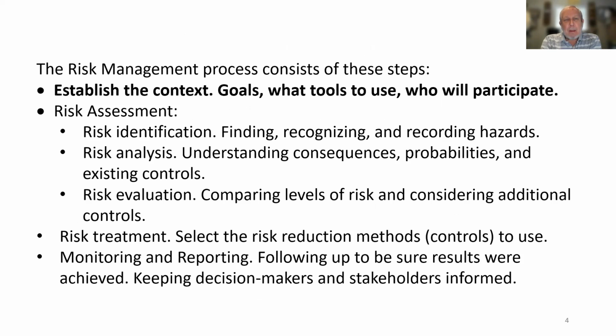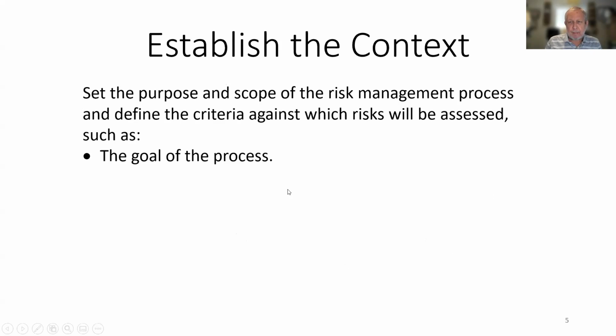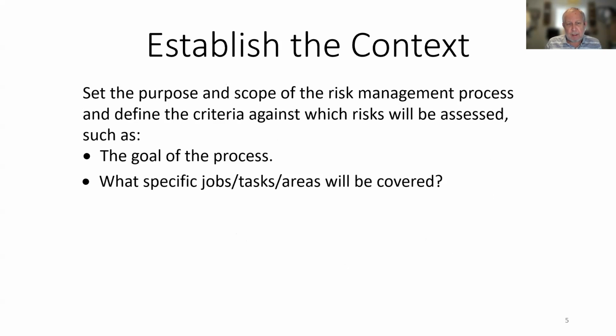All right, this risk management process consists of these steps, and I'm going to show the same slide at the beginning of each step with the step that we're on highlighted, like this one right here. This one is called establish the context. That's the first step. This is the goals, what to use, etc. So we will set the purpose and scope of the risk management process and define the criteria with which risk will be assessed, such as the goal of the process.